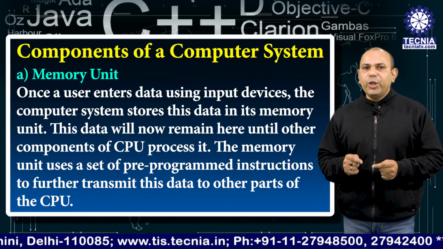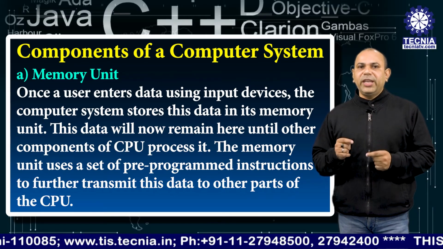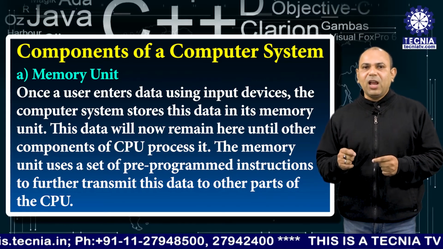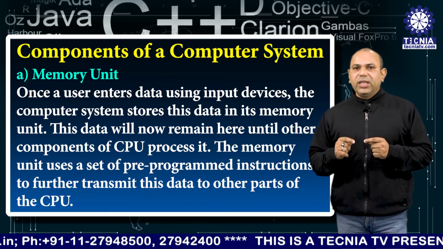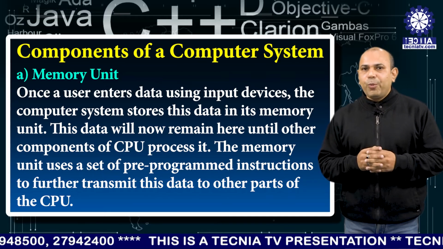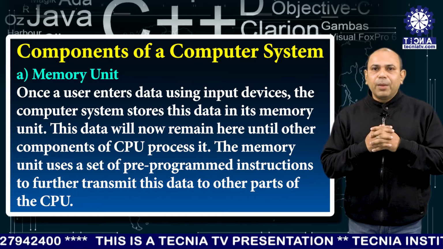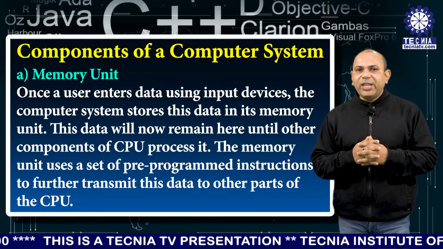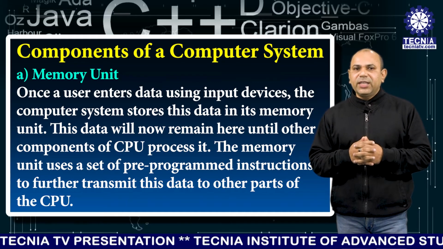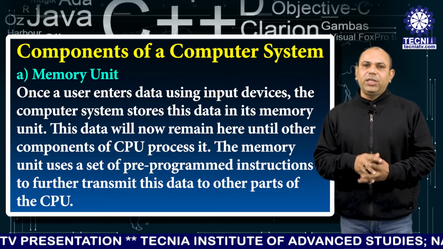First is the memory unit. Once a user enters the data using input devices, the computer system stores the data in its memory unit. This data will remain here until the components of the CPU process it. The memory unit uses a set of pre-programmed instructions to further transmit this data to other parts of the CPU.